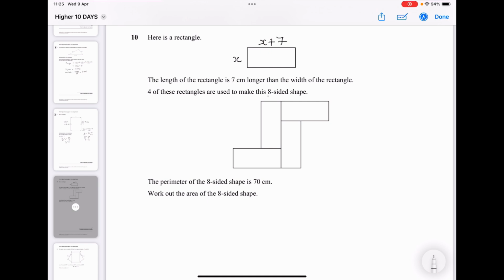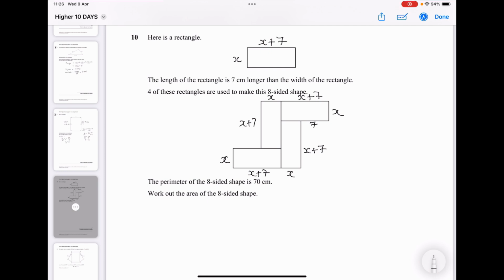So I've got x plus 7, x, x, and then x plus 7 three more times. Now I've just got to look at these small bits here. Well, this bit here is x plus 7 take x, so that must just be 7. And this is exactly the same, x plus 7 take x.